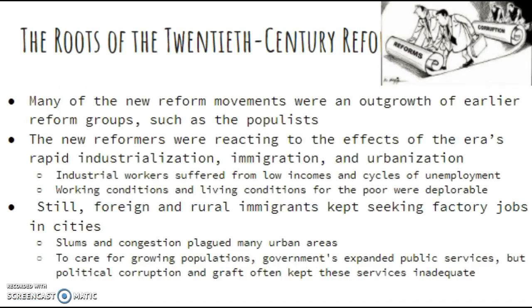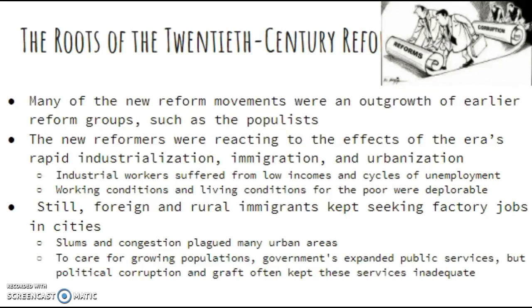All right, so the roots of the 20th century reform movement. Many of the new reform movements were an outgrowth of earlier reform groups, such as the populists. We talked a lot about the populists, and these, again, were the farmers who were just struggling to make ends meet. They were foreclosing on their land, on their homes, and were in serious, serious debt, and wanted the government to get involved, regulate the railroad companies who were overcharging them and causing them to go into even more debt. And so they wanted a number of things.